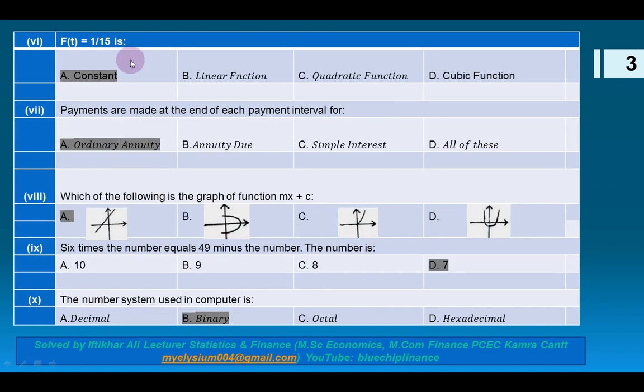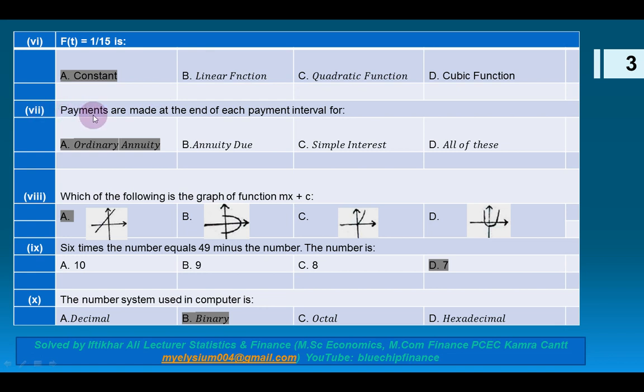The next objective is: function of t equals 1 by 15 is. Option A is constant function, option B linear, option C quadratic, and option D cubic. Correct answer is constant function, because there is no variable here. It is simply 1 by 15, so it is a constant function.